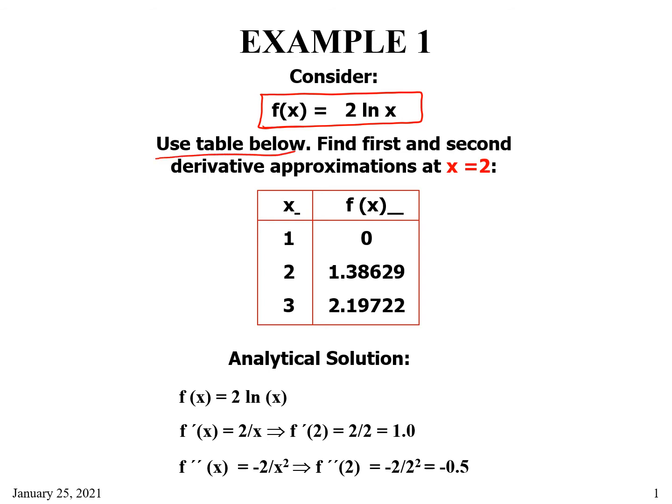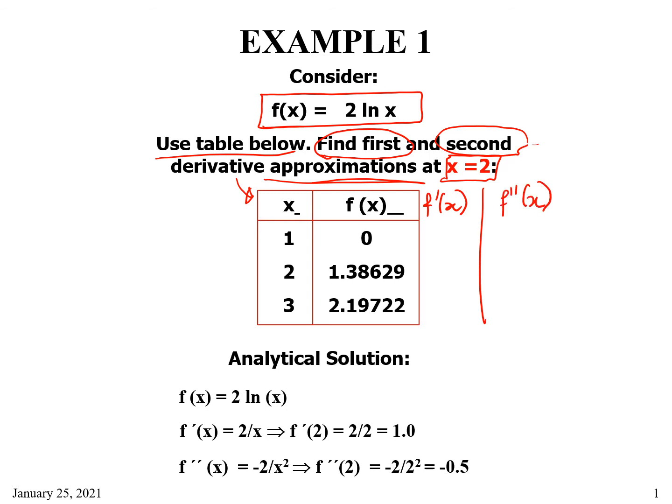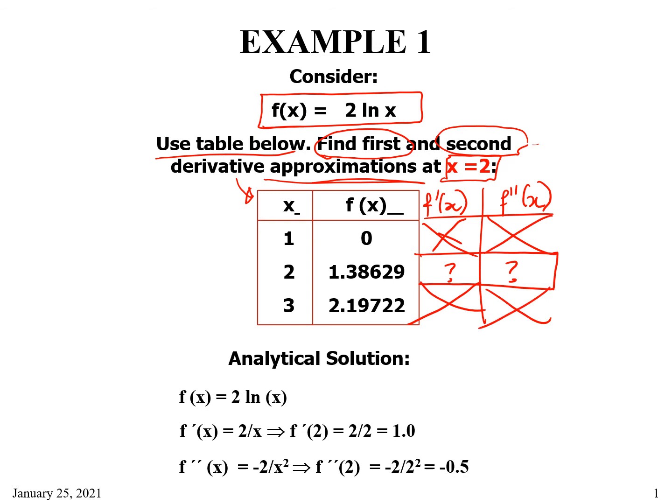We're going to use this table we're given, and we're going to find the first and second derivative approximations when x equals 2. So basically you can think of it as filling up this table with f prime of x and f prime prime of x, but only at x equals 2. So these are the values we're looking for. We're not interested in this. So we're looking for f prime 2 and f prime prime 2. And we're going to use the differences we've learned.